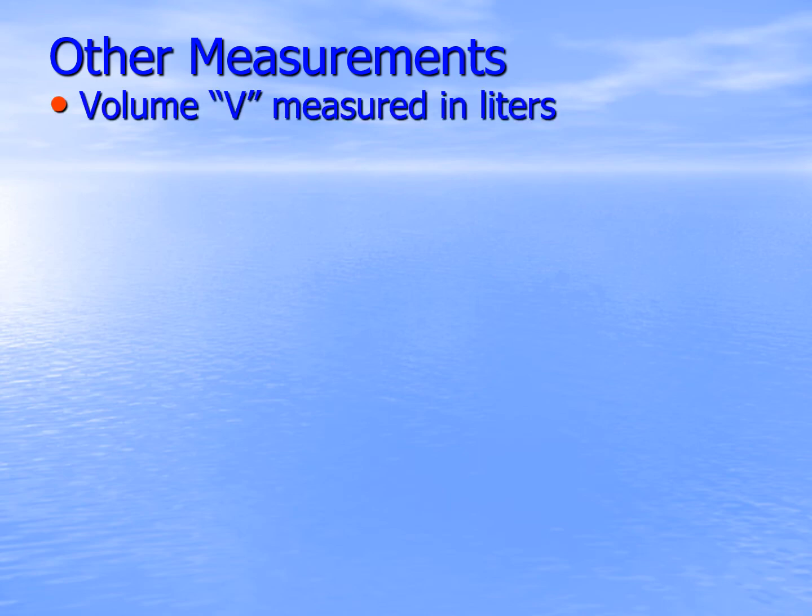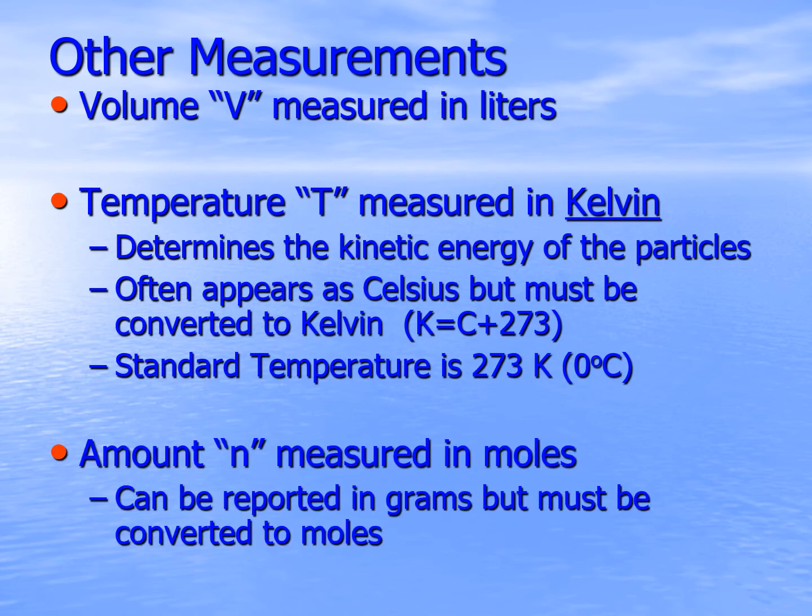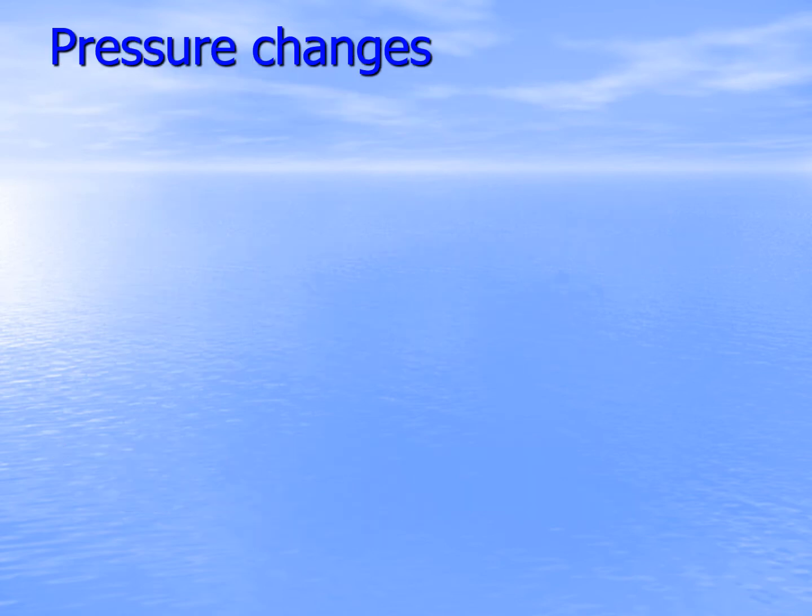Now some other quantities about gases you might want to measure. Volume, capital V, typically measured in liters. Temperature, capital T, might be measured in Celsius but converted to kelvins, because you always want Kelvin as your temperature. Remember, to get to Kelvin, you take Celsius plus 273. Standard temperature is 273 Kelvin. And then the amount of gas measured in moles is given the symbol lowercase n. So you might have to convert from grams to moles using your knowledge of how to do that.